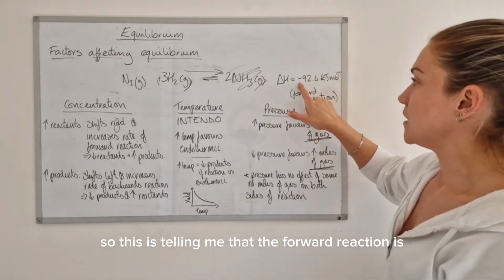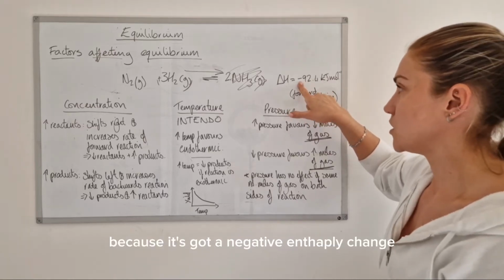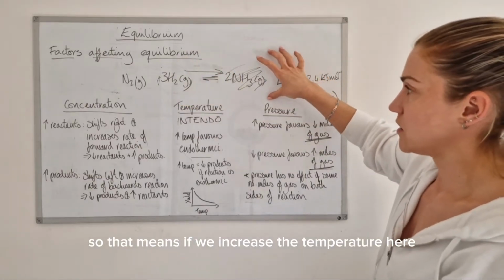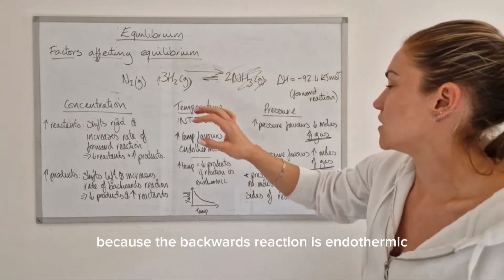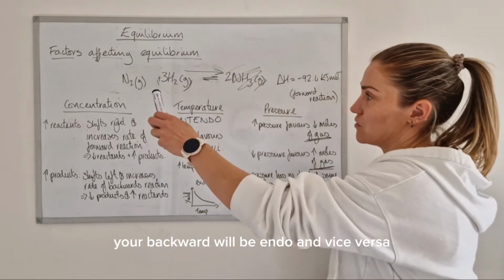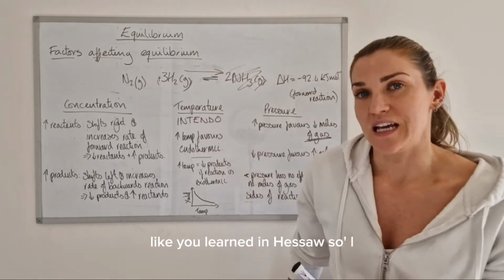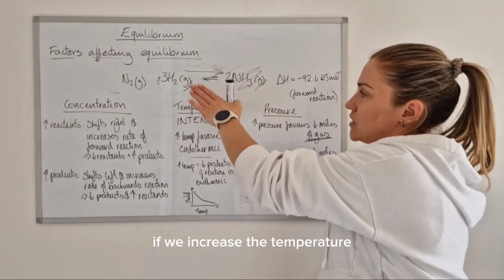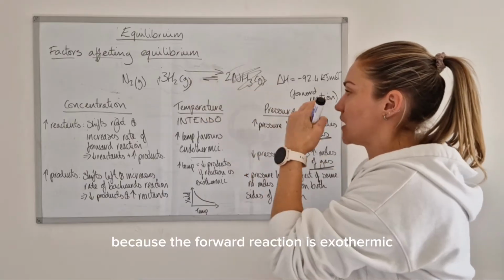So this is telling me that the forward reaction is exothermic because it's got a negative enthalpy change. So that means if we increase the temperature here, it's going to favour the backwards reaction because the backwards reaction is endothermic. So if your forward is exo, your backward will be endo, and vice versa. It's always just the opposite, like you learned in Hess's law. If we increase the temperature, it's going to decrease the yield of ammonia because the forward reaction is exothermic.